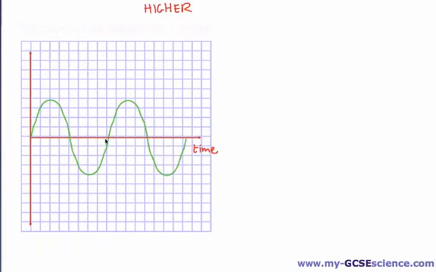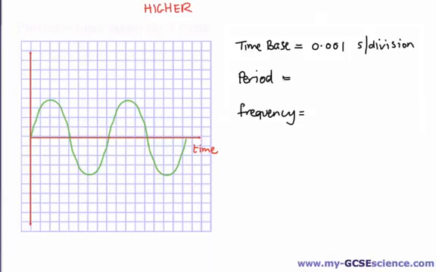Now remember, the period is the time taken for one cycle, so let's have a look at this question. We've got this new word thrown in here called the time base. I haven't given you any readings on the x-axis, the time axis here, so how are we going to work out the time taken for one cycle? Well, we can use this thing called the time base, and that tells us that the readout gives us 0.001 second per division. So every division we have here is 0.001 seconds.